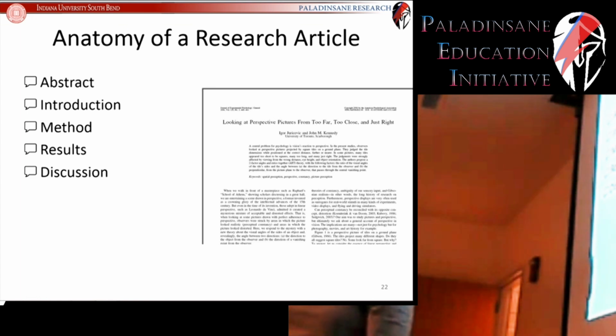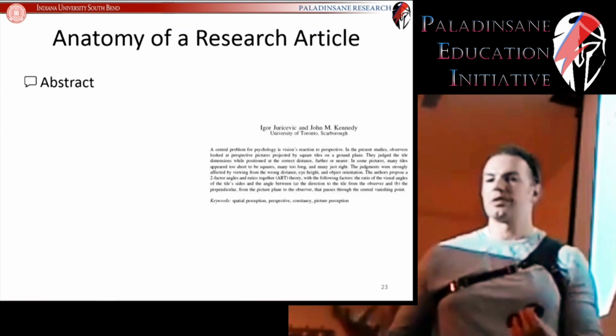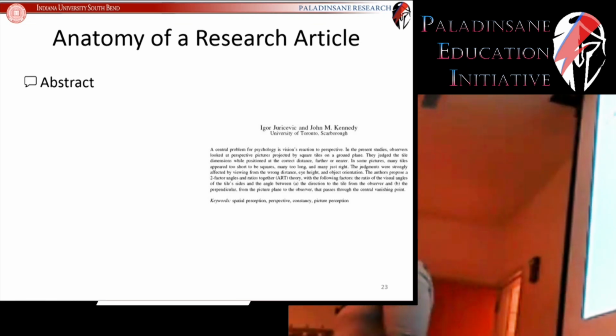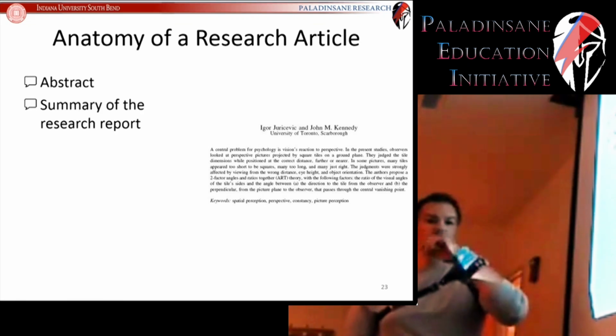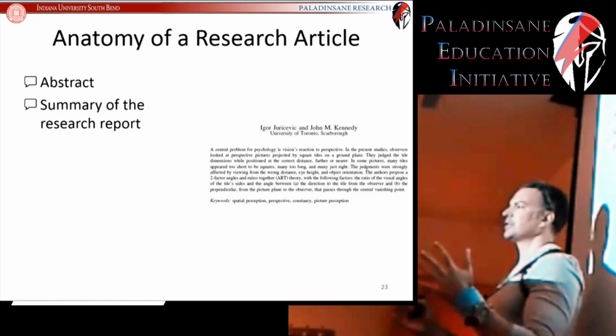So let's start with the abstract. The first thing that people often read after the title for a research paper is the abstract. And what the abstract is, it's a summary of the research report. And it's a complete summary of a research report.